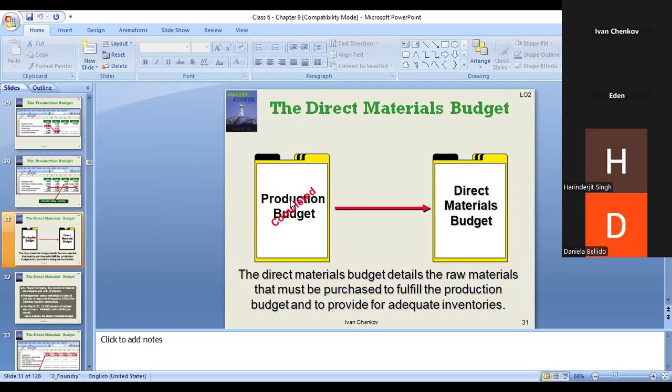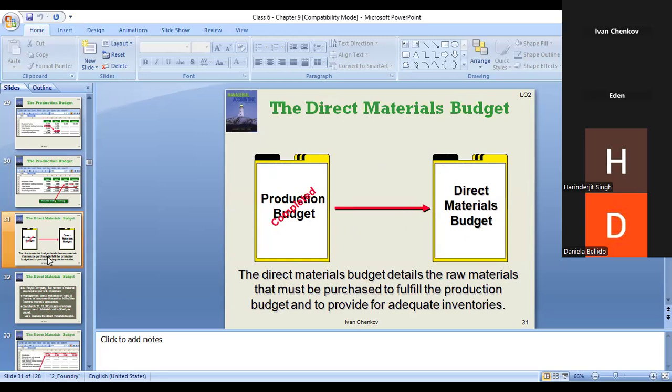Once we have our production budget, now we know how many units we need to produce. Now we have to start preparing the 3 budgets for direct material, direct labor, and manufacturing overhead. Now let's start first with the direct material.